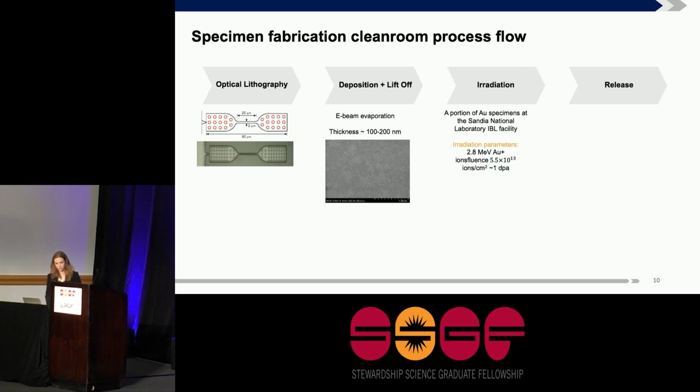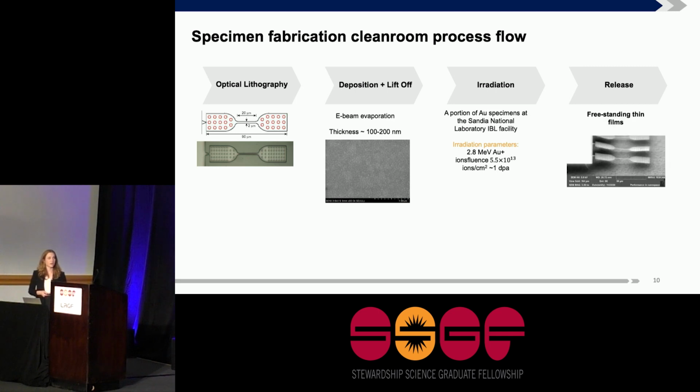The next step for a subset of the specimens is irradiation. When I was at Sandia for my practicum, I took some of my samples with me and we irradiated them with gold ions. And then the last step is to release the samples, or etch away some of the silicon, to leave freestanding nano tensile bars.